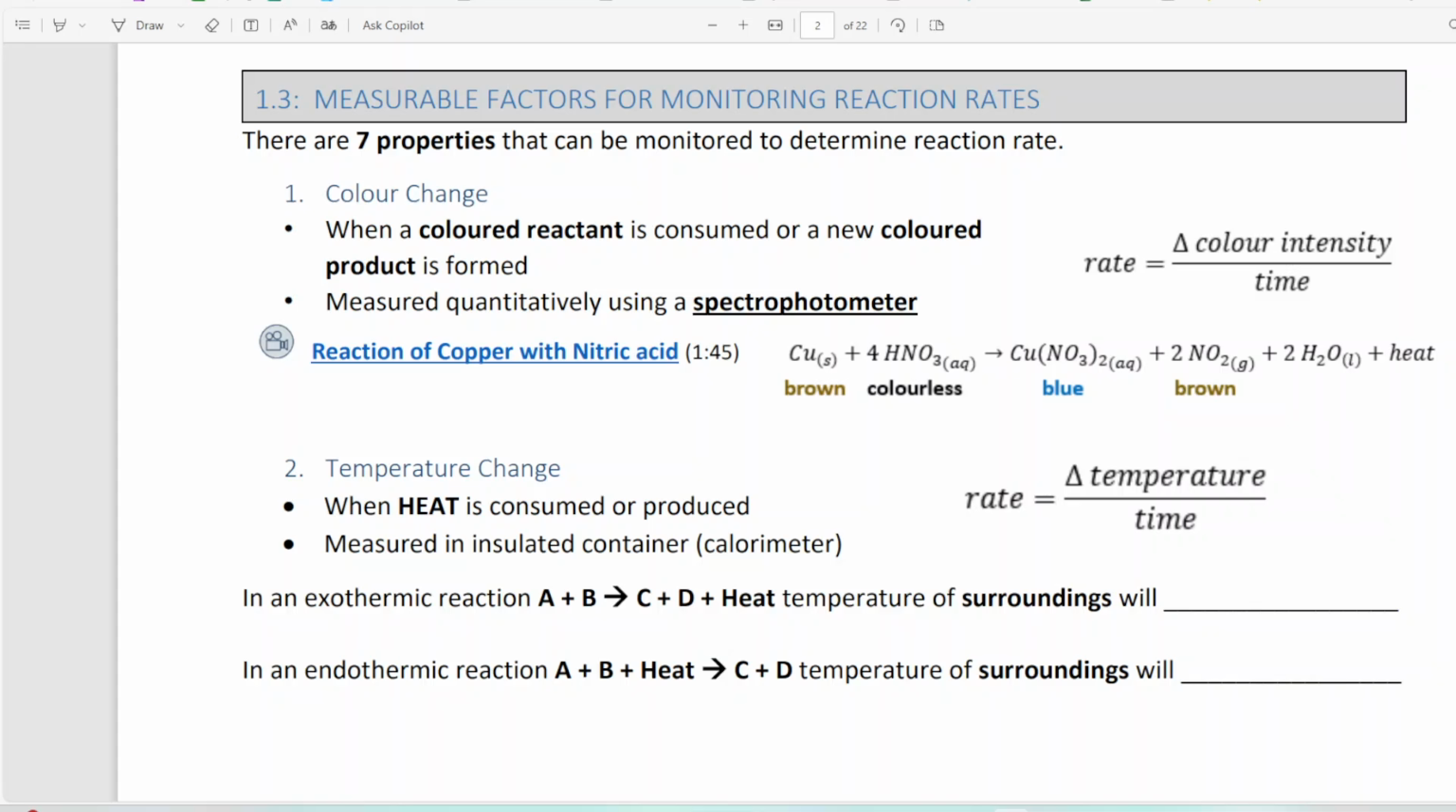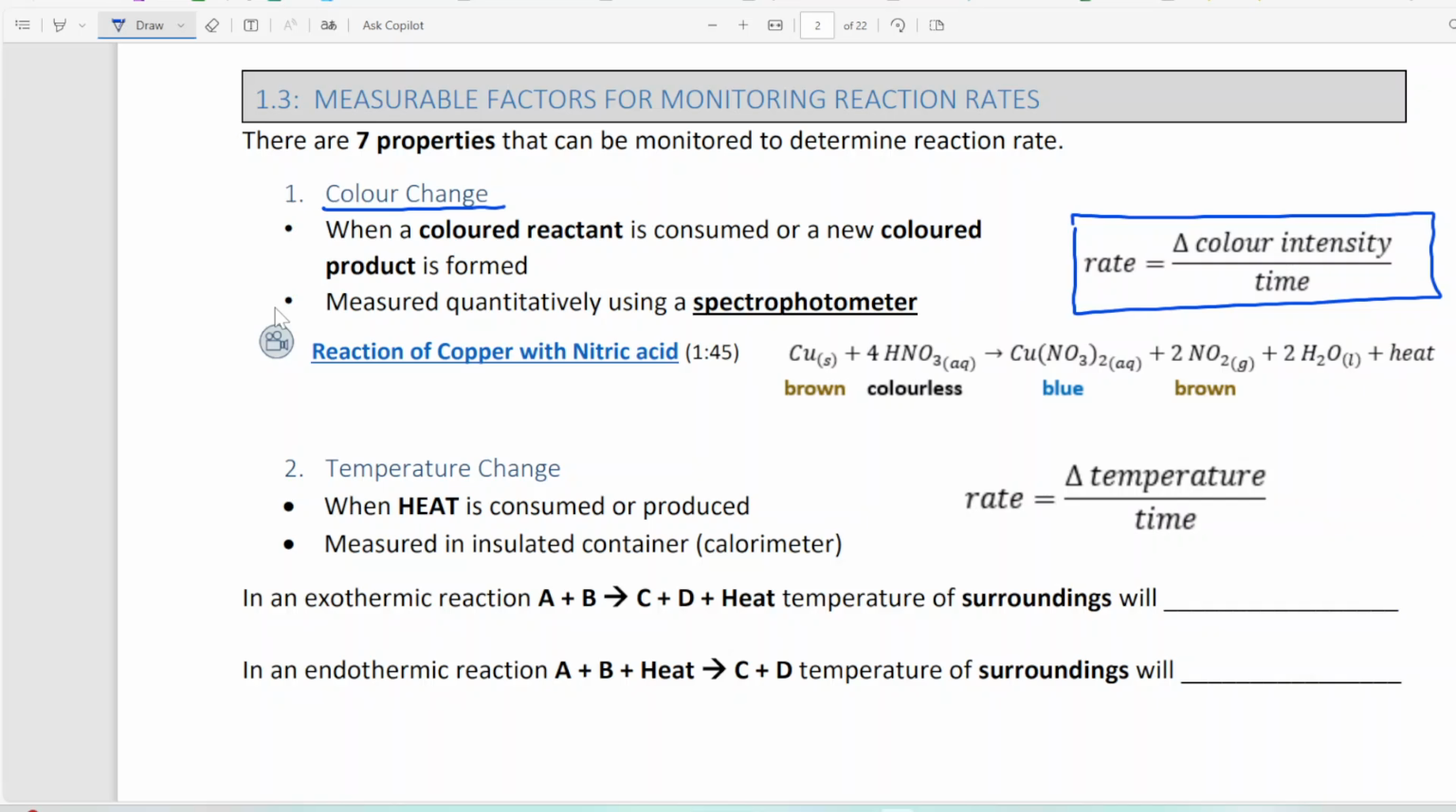rate. So the first one is color change. To monitor color change, there has to be a color. Either it's going to be a colored reactant being consumed or a new colored product being formed. And they measure this quantitatively using a spectrophotometer. So they'd be looking at the concentration of whatever color is produced or whatever color is being consumed. If you were calculating this rate, it would be a change in color intensity over time.